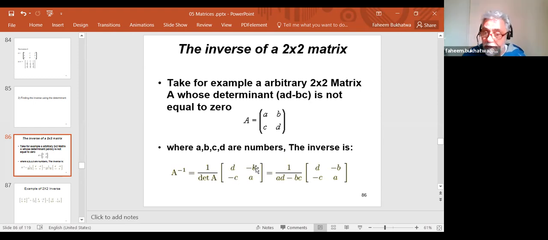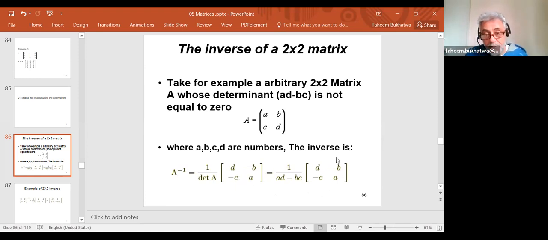And that should give us the inverse. So now this is how you calculate the determinant. We've already done it. For 2 by 2, it's simple: A times D minus C times B.